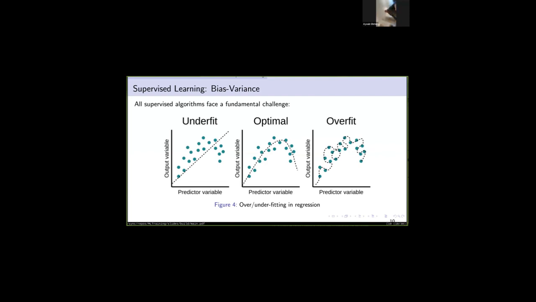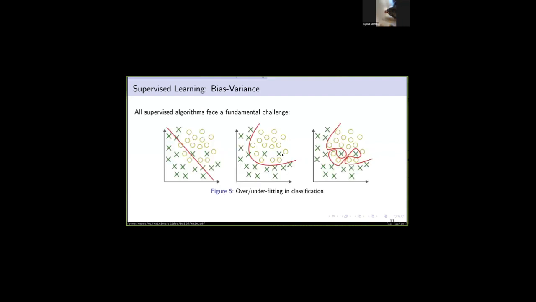And you can show analytically that when you optimize the bias, the variance becomes worse, and vice versa. So there's always this trade-off. In classification it is the same thing, except here you can see that overfitting is about finding a complex boundary between the two different classes.